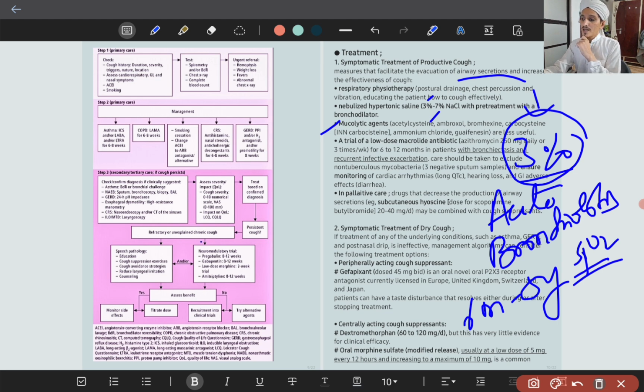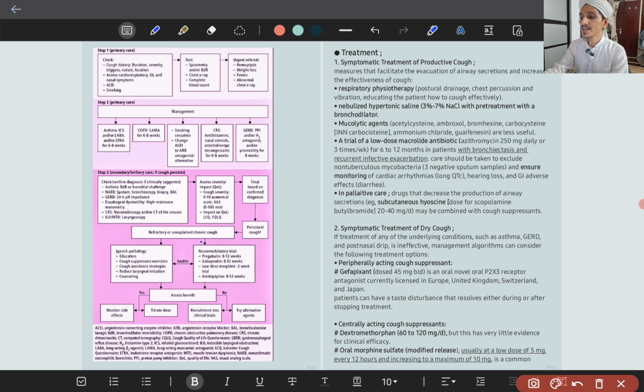Okay. One more thing, IAP also says that if one or both of the child's parents have a history of allergy, then you can also use beta 2 agonists with this 3% NS.